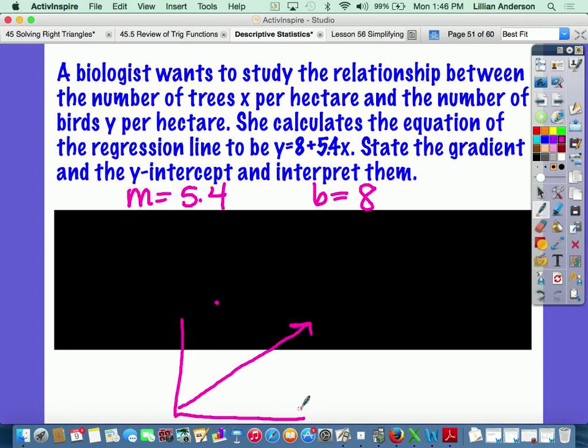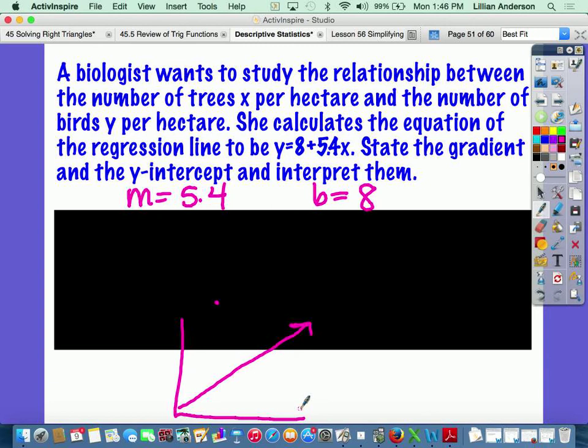The more trees you have, the more birds. By how much? 5.4. Birds per tree? Birds per hectare? Trees per hectare? Which one is it? Birds per hectare. Does everybody know what a hectare is? It's a measure of space, kind of like an acre, but smaller.